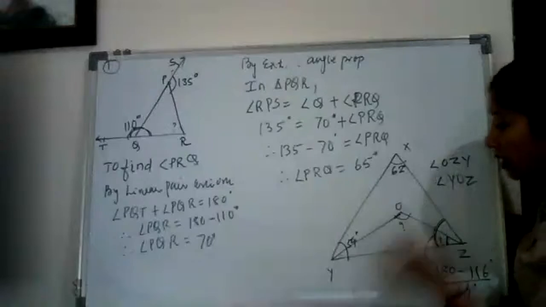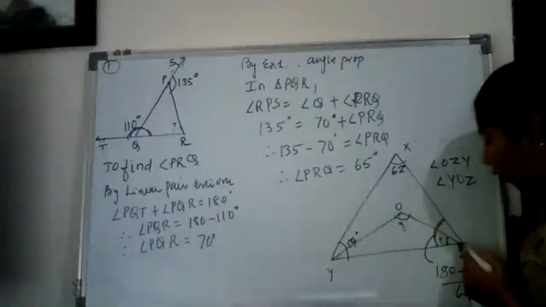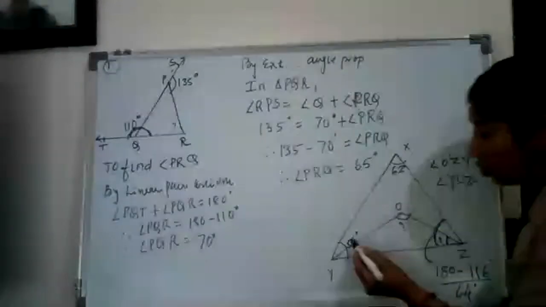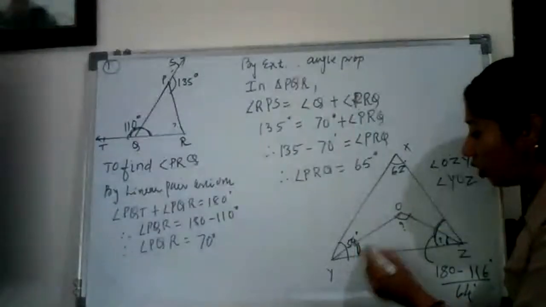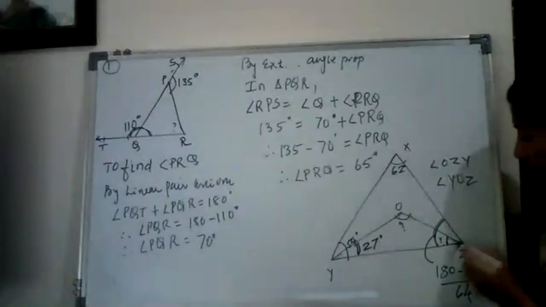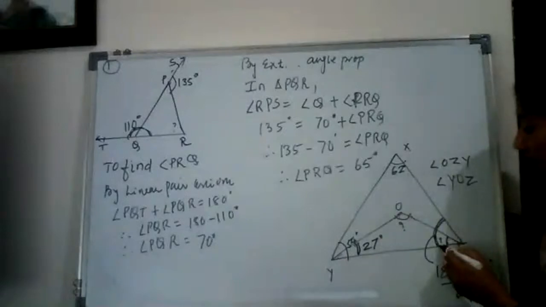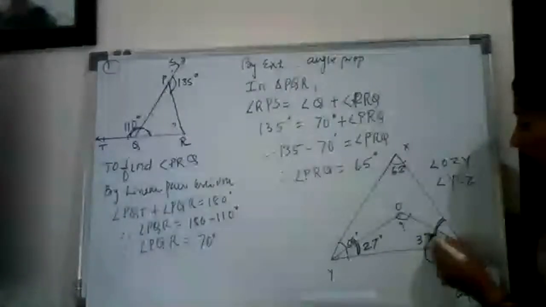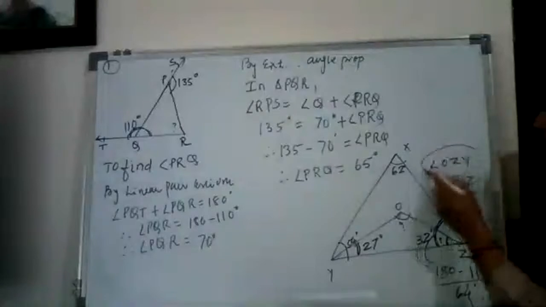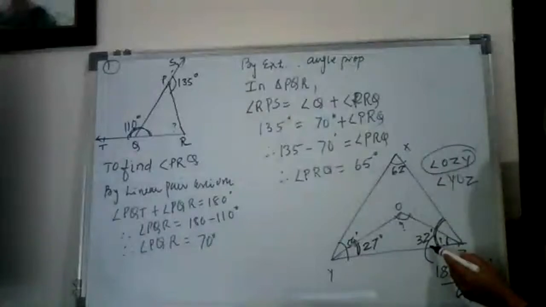Yes. So you got this whole angle. And now what does it say? OY and OZ bisect the angle. Bisect means two equal parts. So this whole is 54, so how much is this? 27 degrees. Okay? In the same way, the whole angle we got is 64. So how much is this angle? Half of it, 32 degrees. So we get our first answer, OZY as 32 degrees.